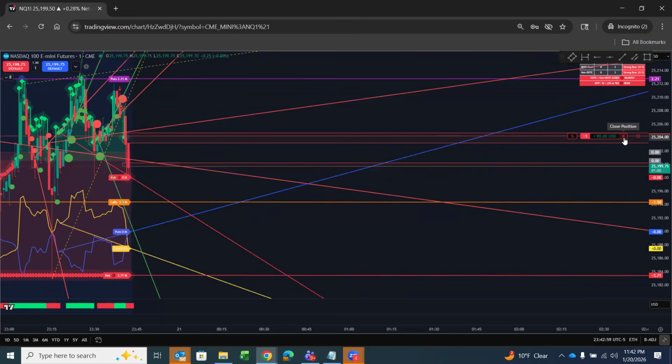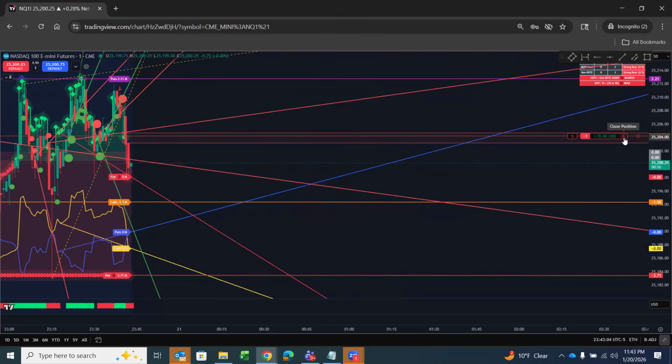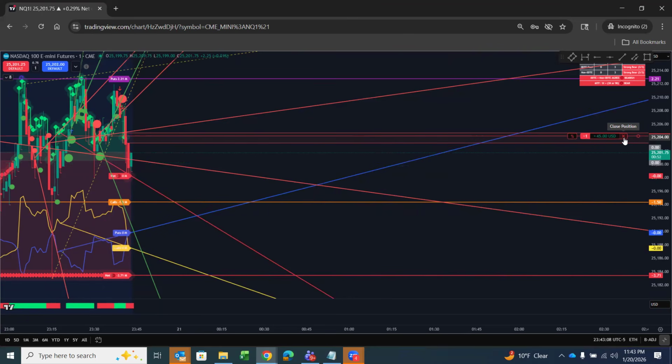So it's another bearish fair value gap, and it's walking. That one just got filled. It's walking price down.